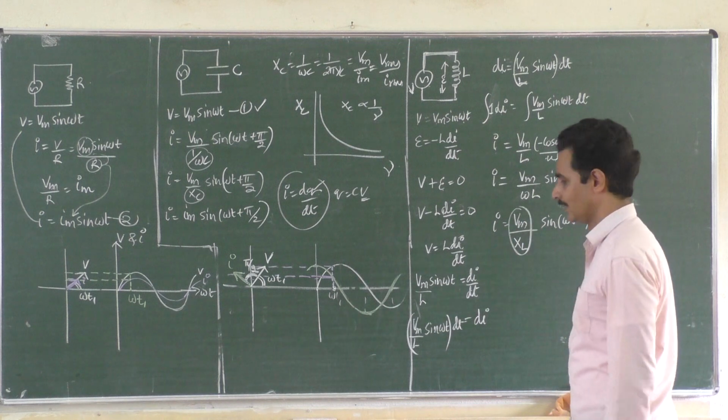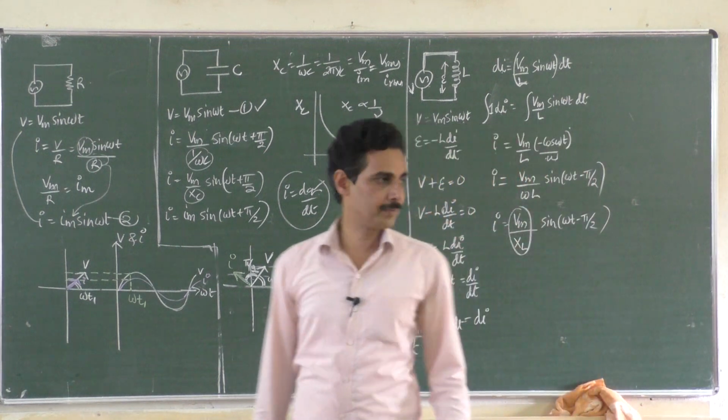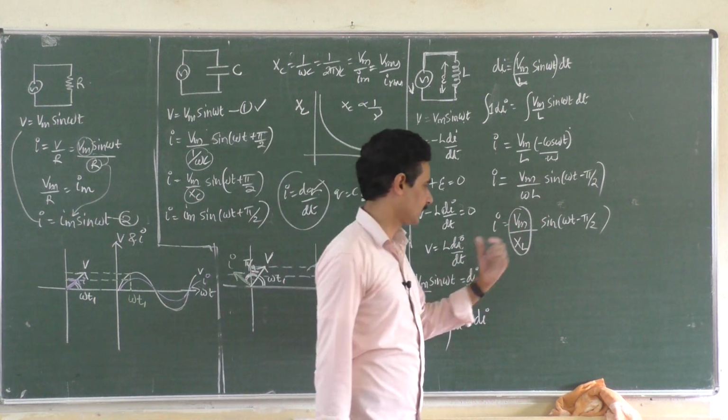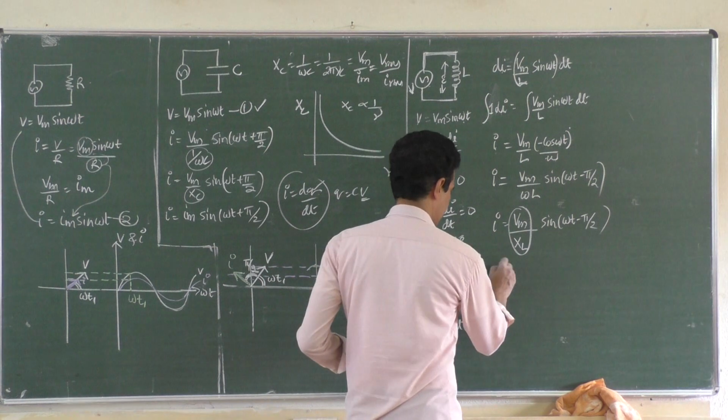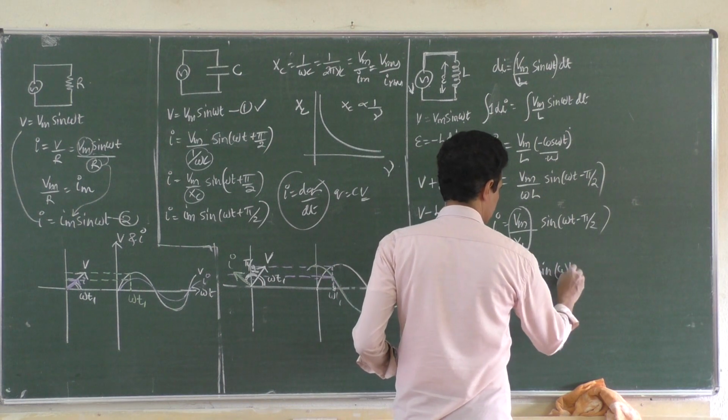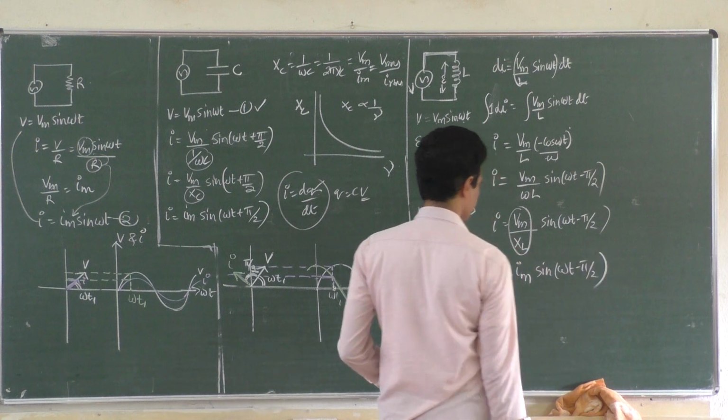And you know what this is? Peak value of voltage divided by reactance. What may be the answer? Peak value of voltage divided by resistance, that is peak value of current. I is equal to Im sin(omega t minus pi by 2).